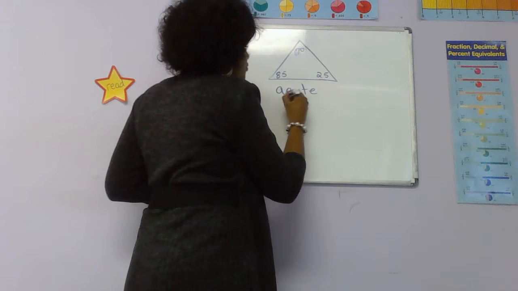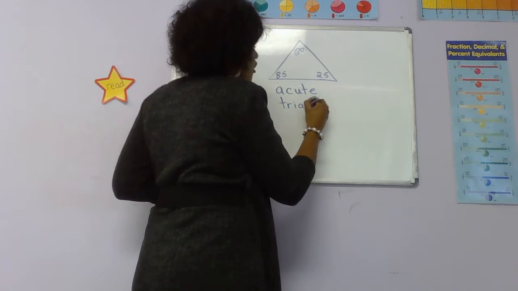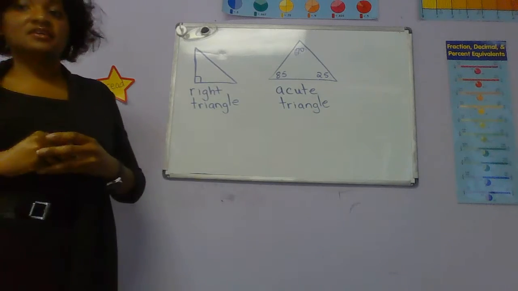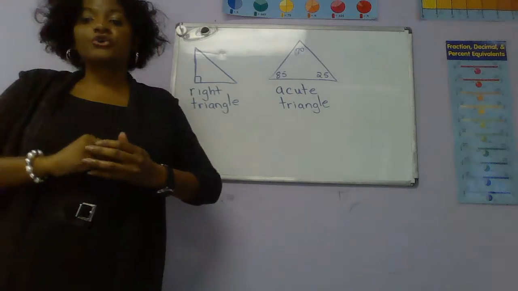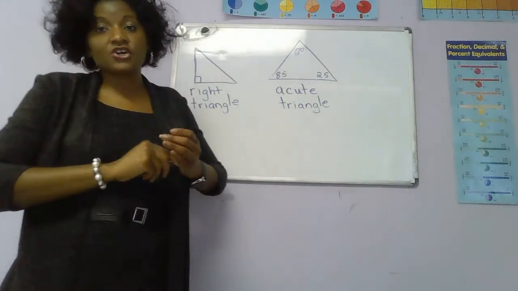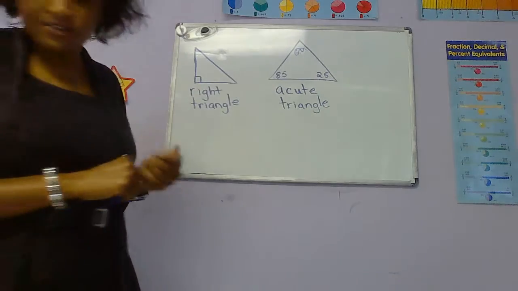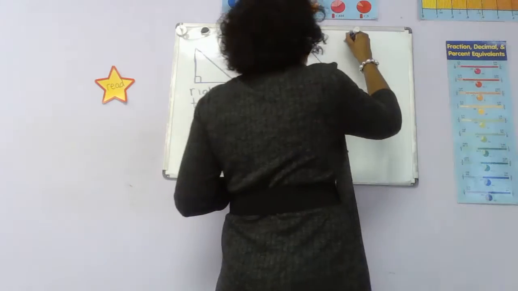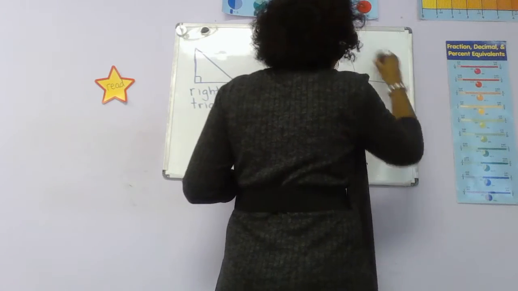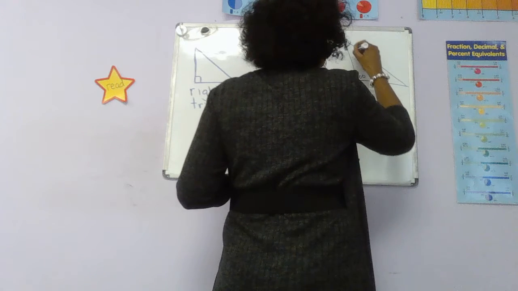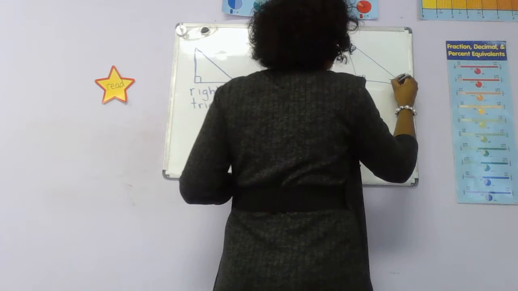It is an acute triangle because all three angles are less than 90. All three angles are acute angles, so that makes it an acute triangle. They don't all have to be equal, they just all have to be less than 90. Now, the hardest one for me to draw is the obtuse triangle. So let's say we have 100, 50, 30.